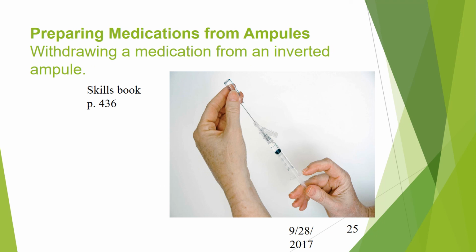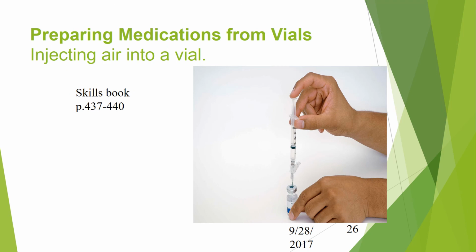Your skills book shows this picture of putting the ampule inverted, but I'd be afraid that the liquid would come down my arm, but you're supposed to be able to do it that way. This shows you injecting air into a vial, so however much liquid you want to give the patient, you need to put that much air in so that you won't have to fight the vial to get the medicine out. That creates positive pressure in there.